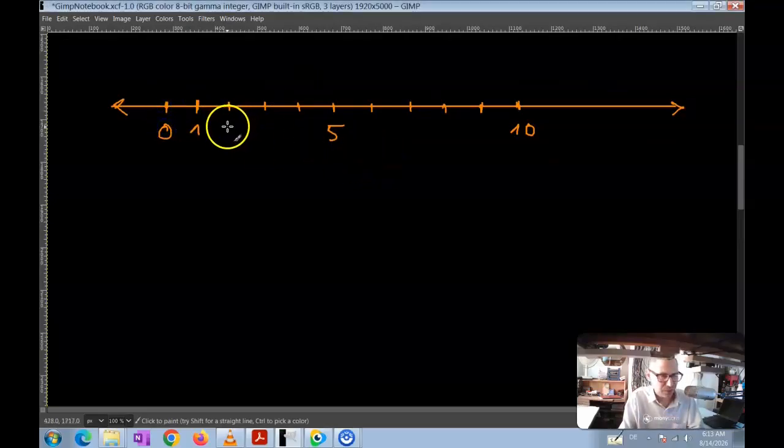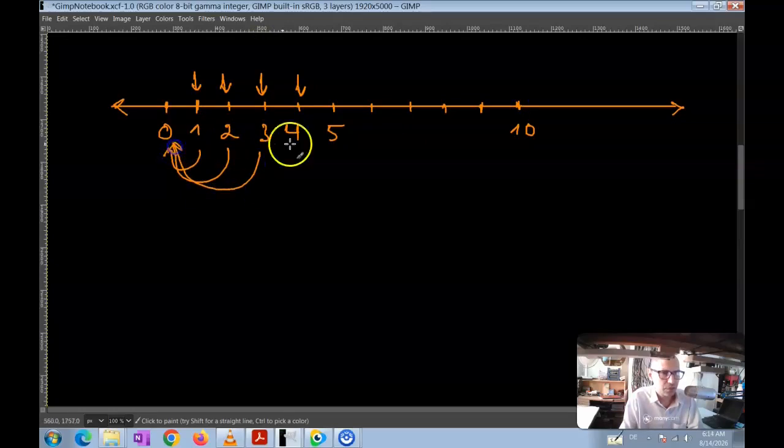And we have essentially these numbers 1, 2, 3, and 4. These are much closer to 0 than they are to 10, right? And so then of course a 1 is rounded down to 0, a 2 is rounded down to 0, a 3 is rounded down to 0, and a 4 is rounded down to 0, right?